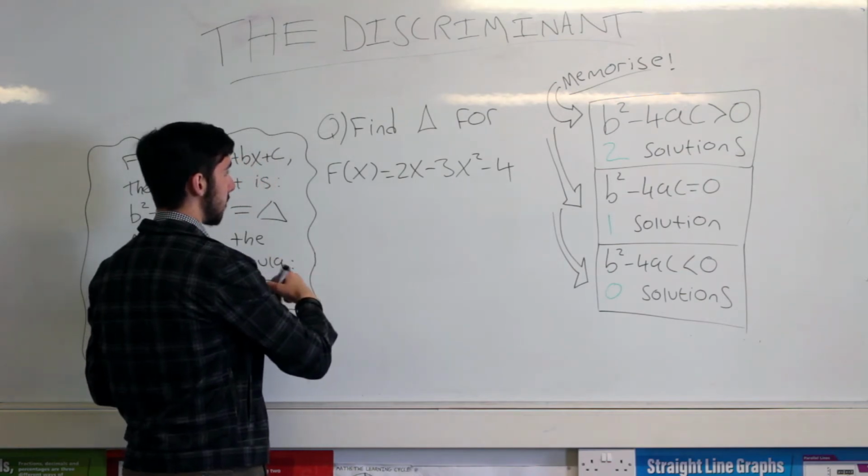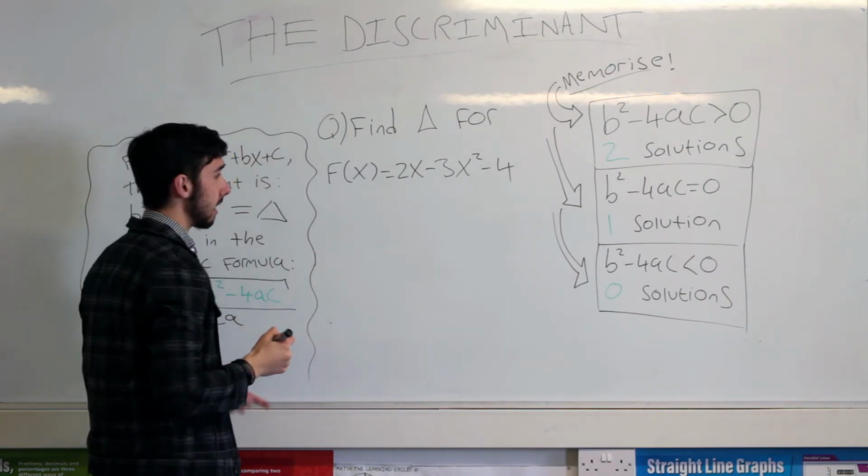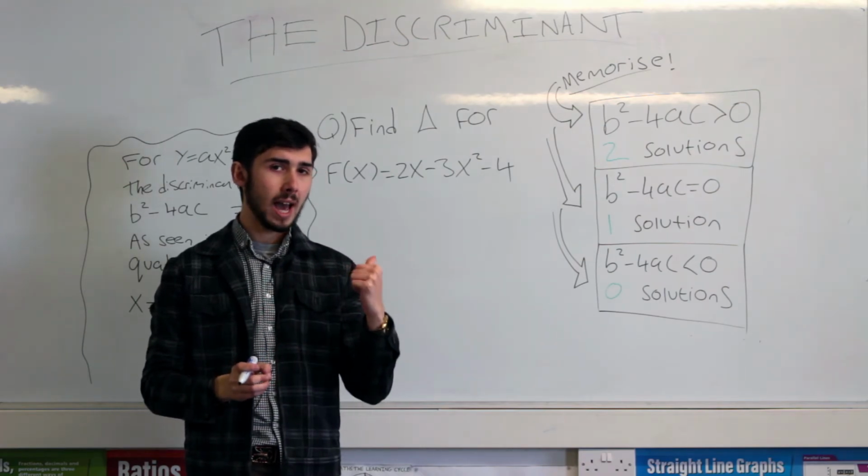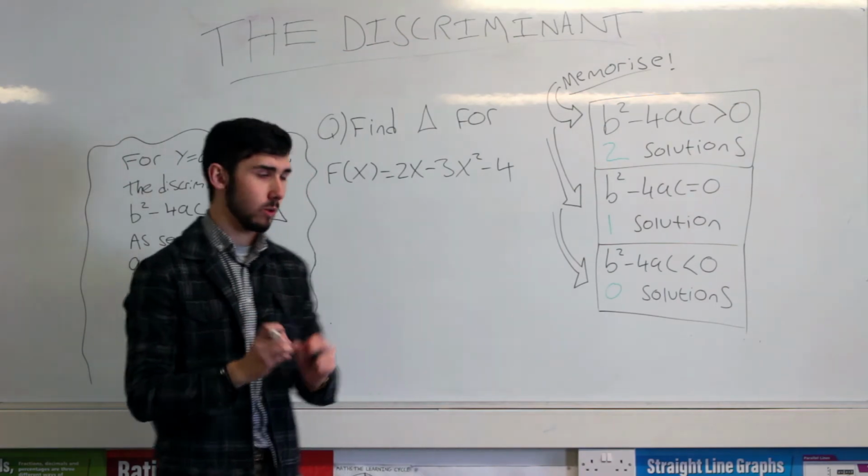So we want the discriminant. The discriminant is b squared minus 4ac. Let us very carefully figure out what a, b, and c are. We must be careful, okay?